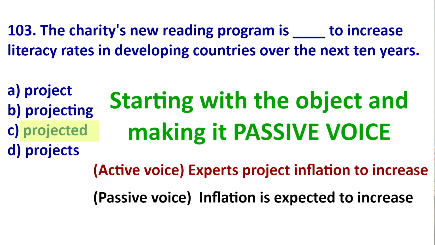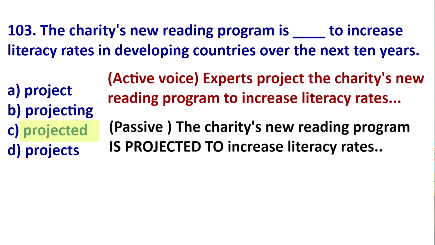So if we look at the TOEIC example, it says the charity's new reading program is blank to increase literacy rates. Well, the reading program is not a person. So I know this is a passive sentence. That somebody projects the charity's new reading program to increase literacy. So, passive voice, the charity's new reading program is projected to increase literacy rates. And this is passive voice here.